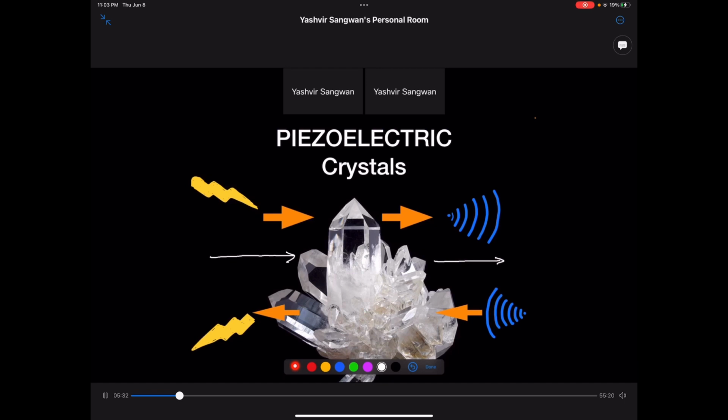And the best thing is, when sound hits the piezoelectric crystal, it again changes the molecules' polarity and the crystal changes shape again, but this time it produces alternating current.